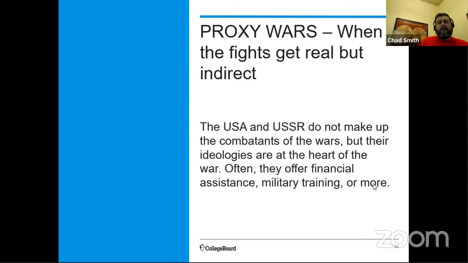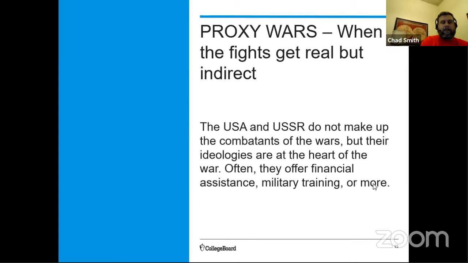However, most of the time, the direct combatants in these wars were not Americans and Soviets. They were Africans, Asians, and South Americans who were involved in their own civil wars over the direction of a new state. And the United States and the Soviet Union became involved in these wars in order to impose their own ideologies on these new states.